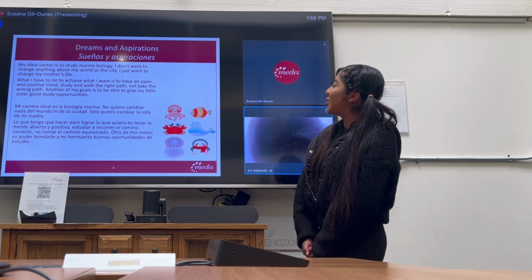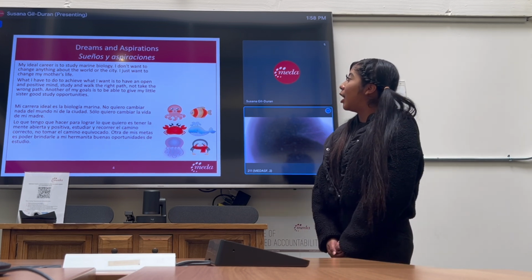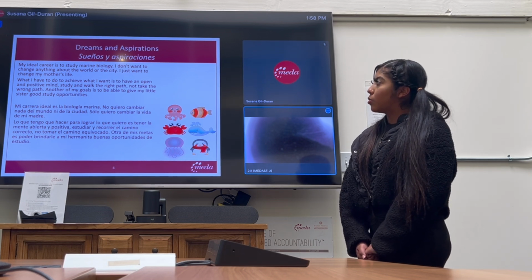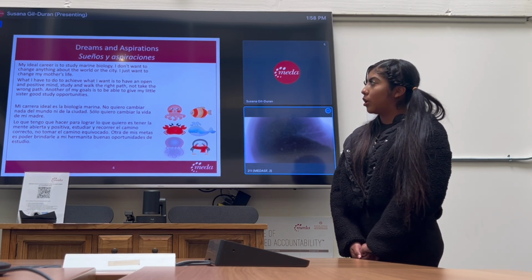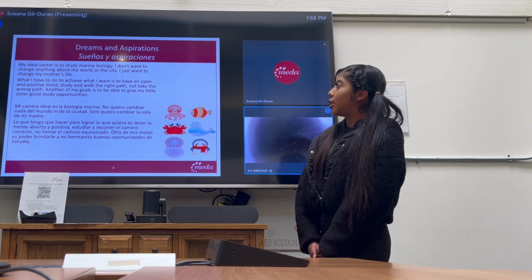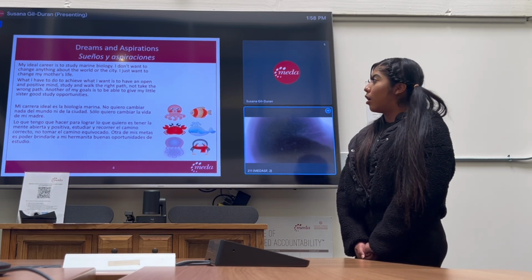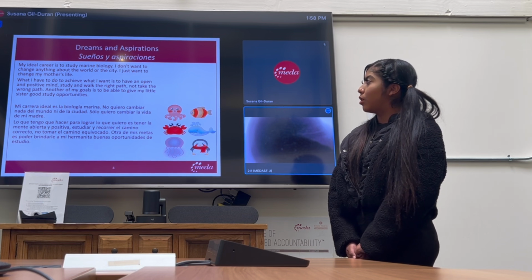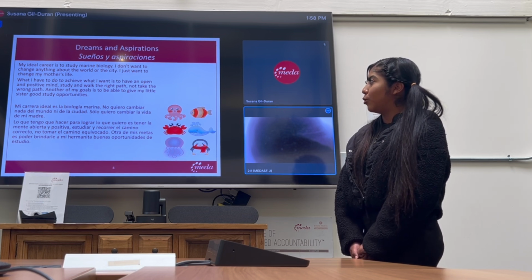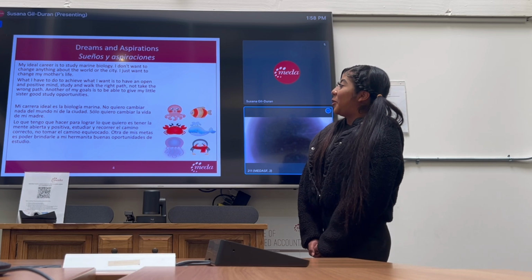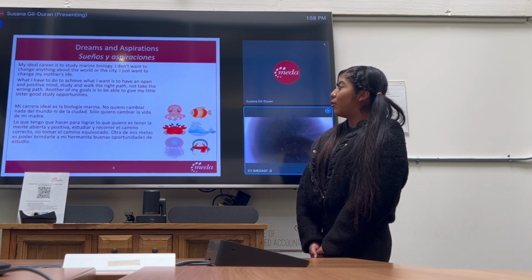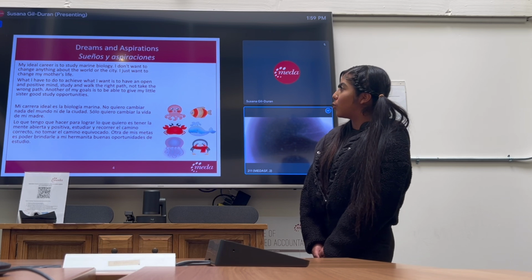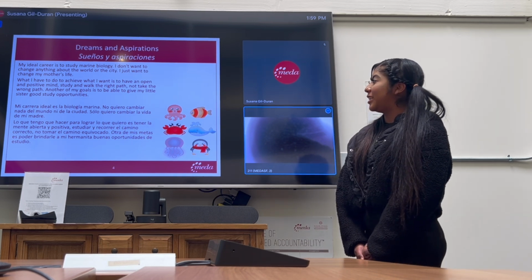My dream is to study biology. I don't want to change anything about the city. I want to change my mother's life. What I have to do to achieve what I want is to have an open, positive mind, study, and take the right path, not the wrong one. Another of my goals is to give my little sister good school opportunities.